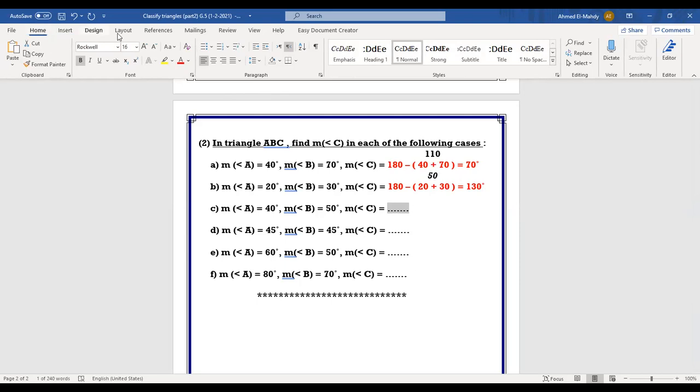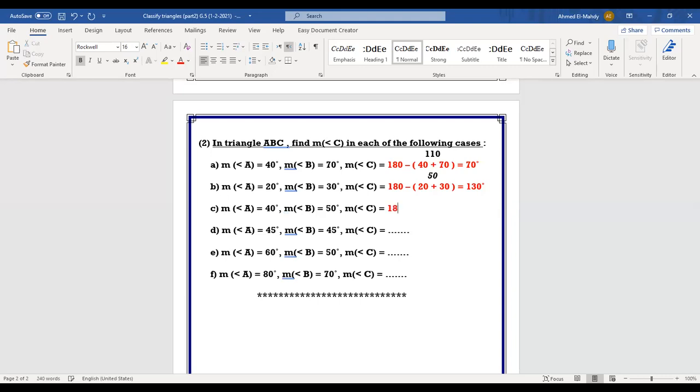Okay. Measure angle A 40 degrees. Measure angle B 50 degrees and measure angle C. What is the measure of it?